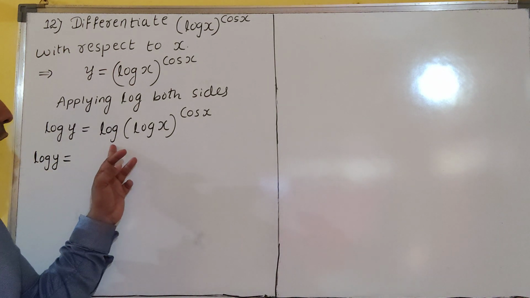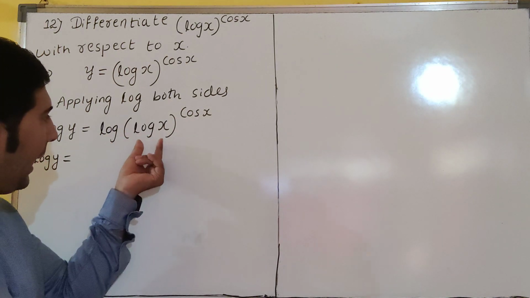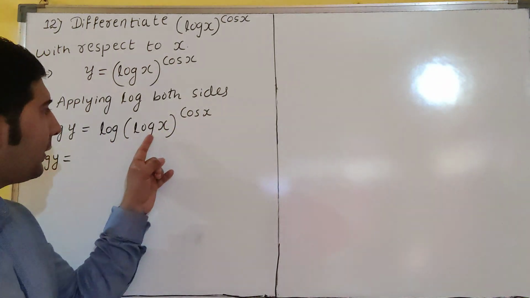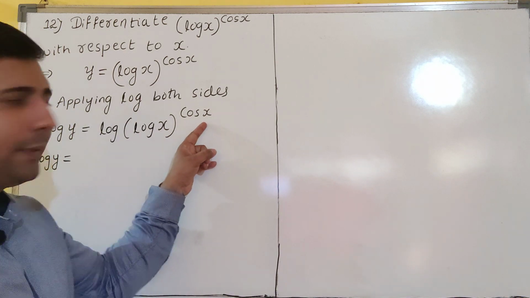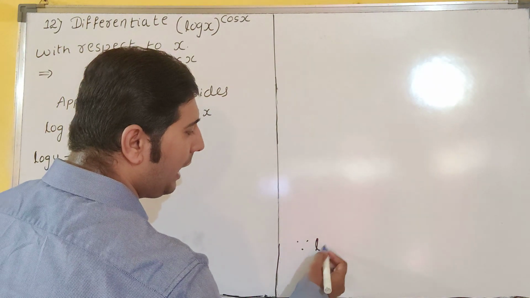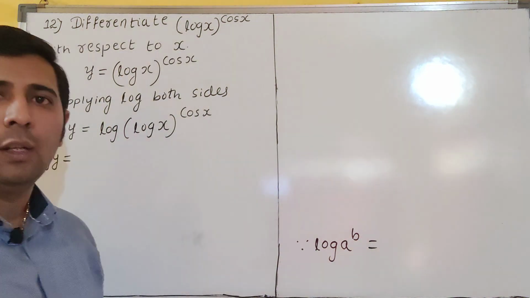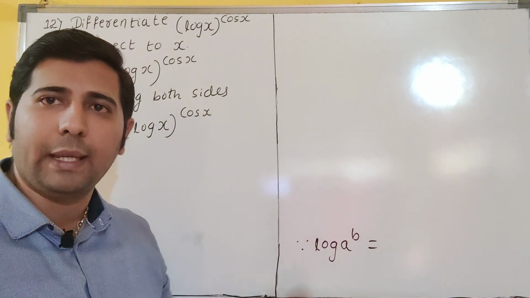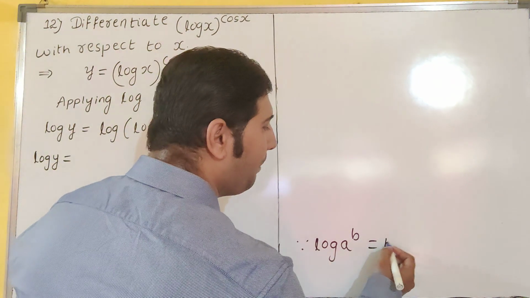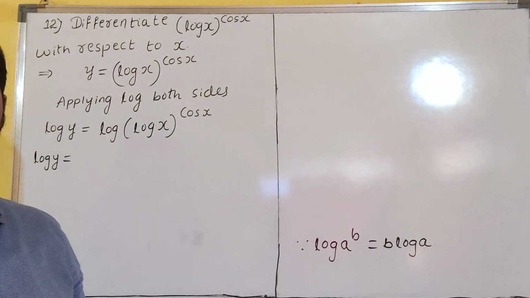Now try to understand. It is looking like log a raised to b. a means log x, b means cos x. Log a raised to b. Do you know or not? Formula I will write here. Log a raised to b, the formula is b log a, dear students.